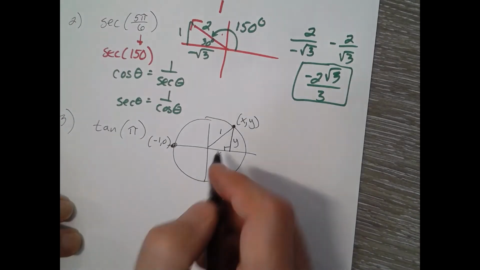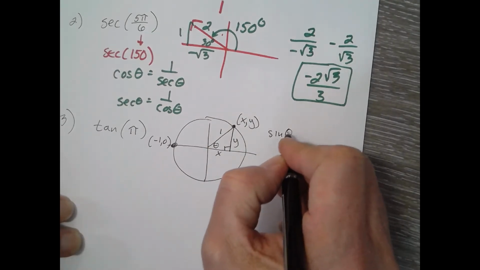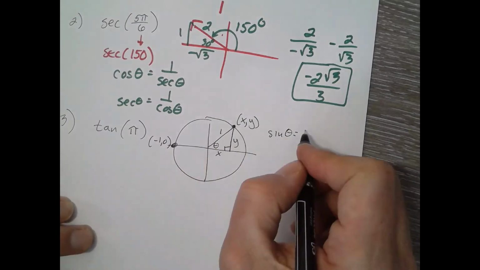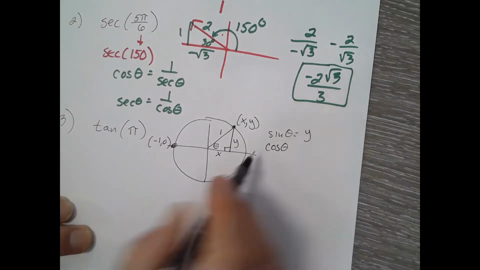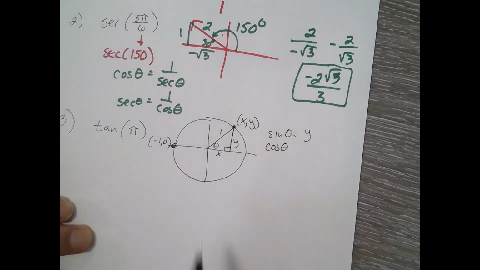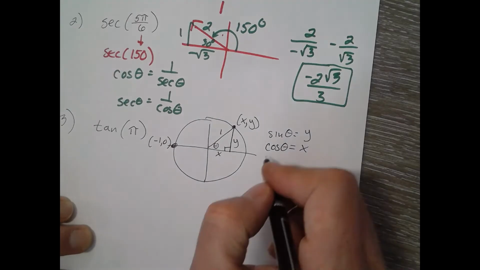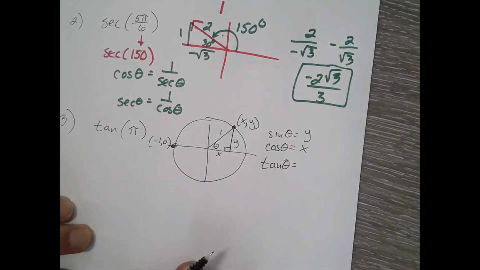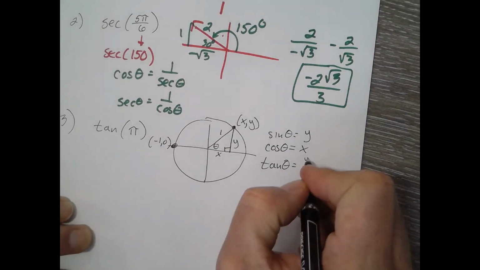So if I ask you what is the sine of theta, sine of theta is opposite over hypotenuse, so it is y over 1, or just y. The cosine of theta is adjacent over hypotenuse, so that is x over 1, or just x. If I asked you the tangent of theta, what is that equal to? Y over x. Very good. Opposite over adjacent. Y over x.